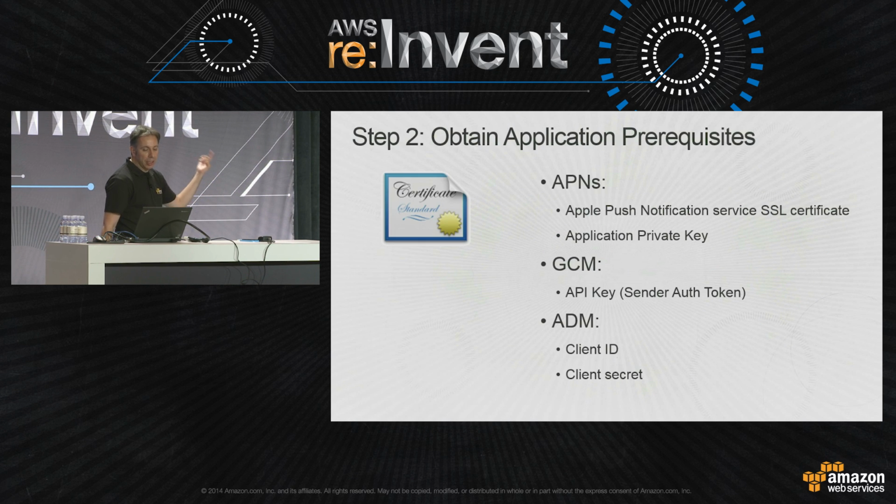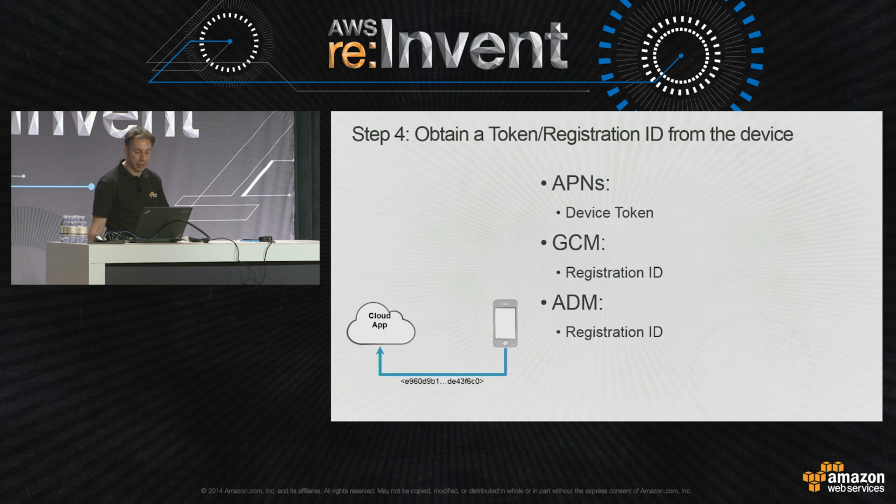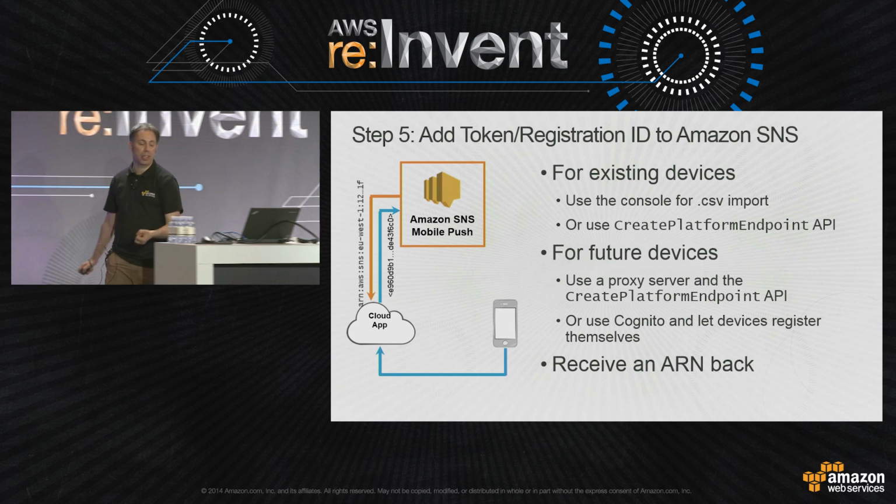You have to register your app to the identity provider. They get you back a certificate or an API key or a token, something that authenticates you with the provider. And with this, you create an application within SNS, and then the device can register itself, and you link the application with a create platform endpoint API call.